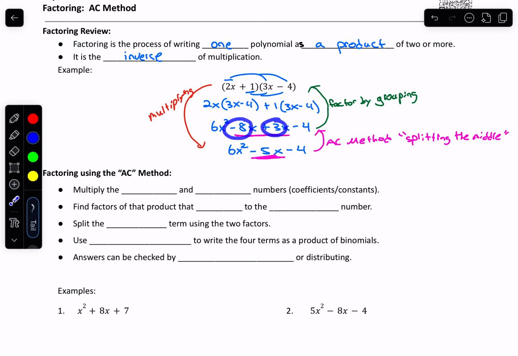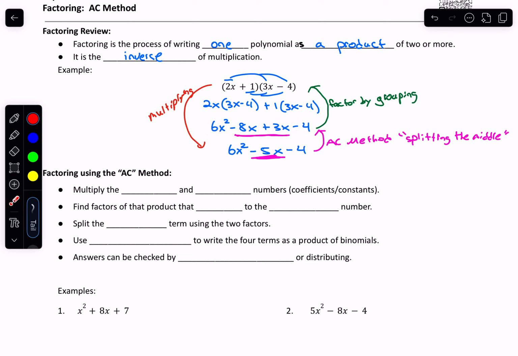Well, if we multiply 6x squared times negative 4, ignore the x squared for a second, 6 times negative 4 is negative 24 also. So there's two things going on here. We need negative 8 and 3 to add together to be this negative 5 that's below it. But we also need negative 8 times 3 to be the same thing as 6 times negative 4.